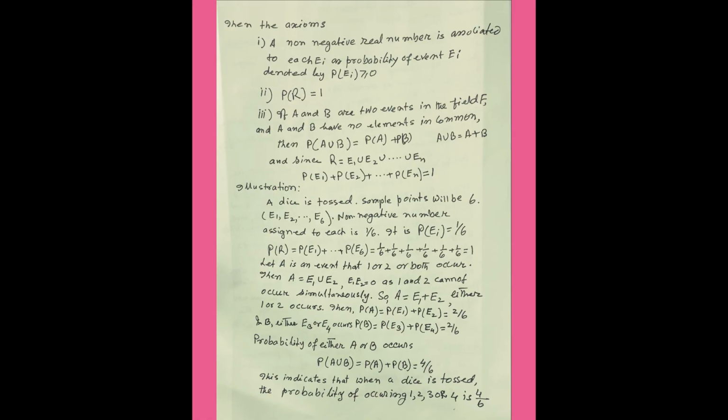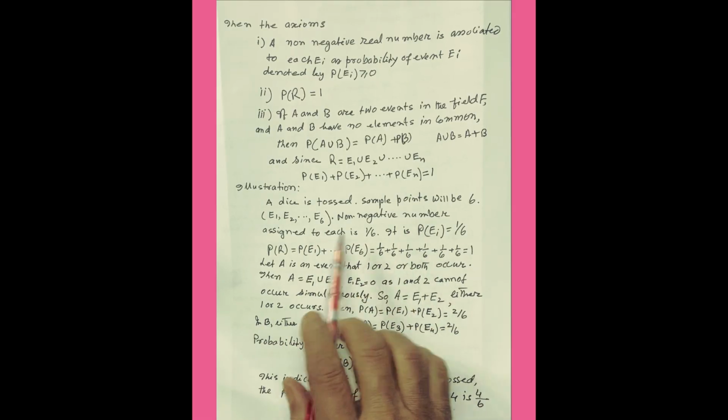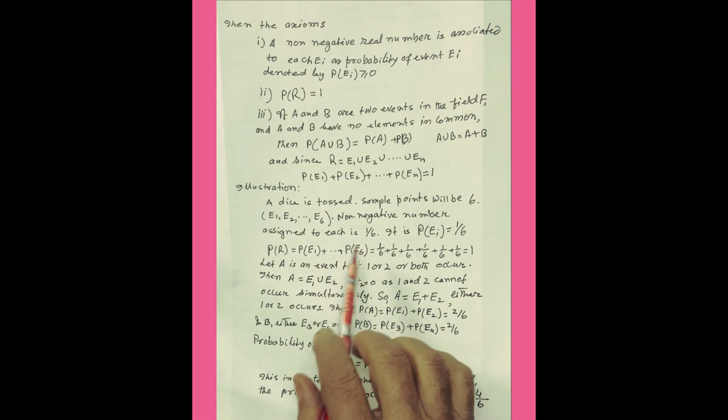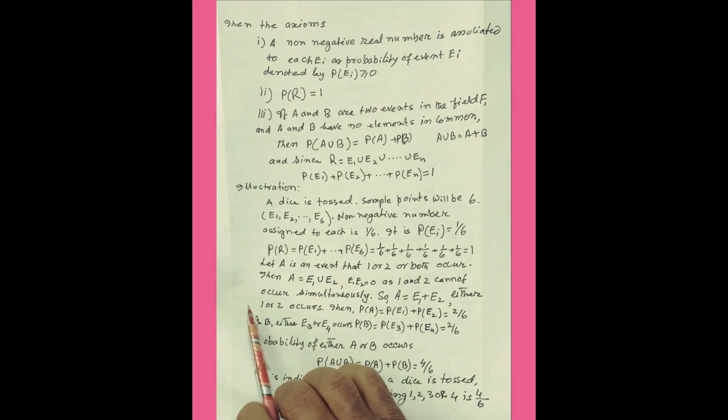Now there is one illustration. Suppose a dice is tossed. We know that a dice has 6 faces. So when a dice is tossed, the sample points will be 6: E1, E2, E3, E4, E5 and E6. The non-negative number assigned to each, that means the probability, is 1 by 6. So the probability of E1 happening is 1 by 6.